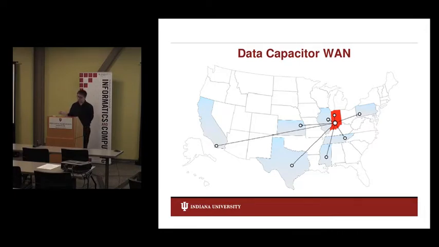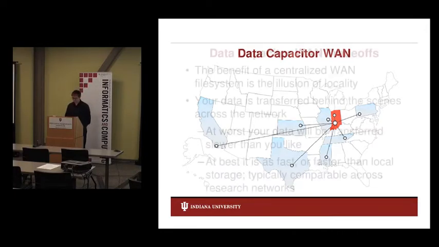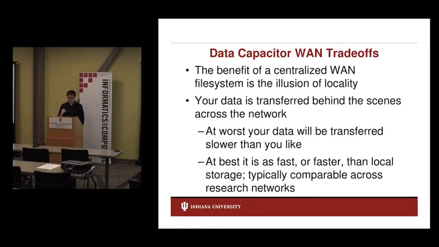So Data Capacitor WAN, central to nationwide resources now. And okay, back to the benefits. The benefit is the illusion of locality, that on the resources in California or Texas, when you're on the machine at the command line, it looks like any directory that is on the system. So there are no special commands that you need to use your data. It's just standard commands. Because it is over the network, your data is being transferred behind the scenes. And even though it looks and acts like any file system that's mounted on these compute resources, it is transferring your data over the network.